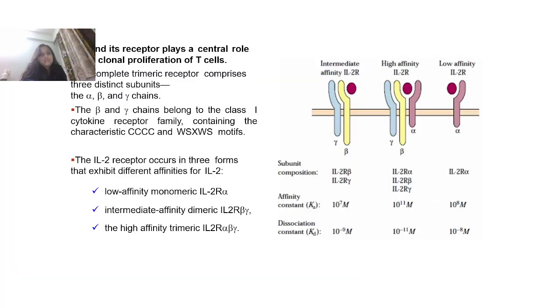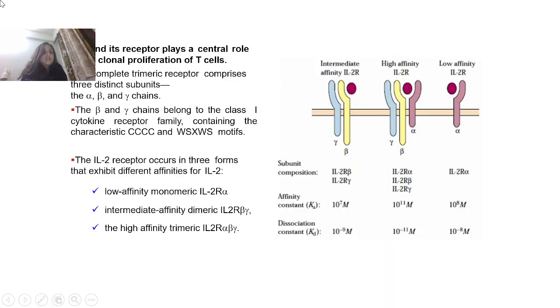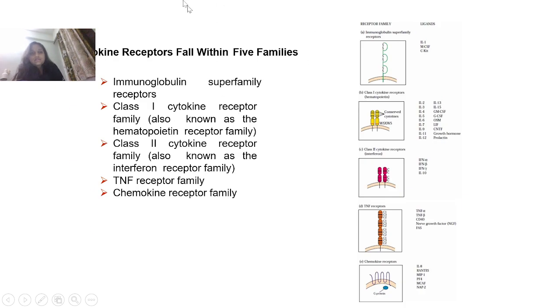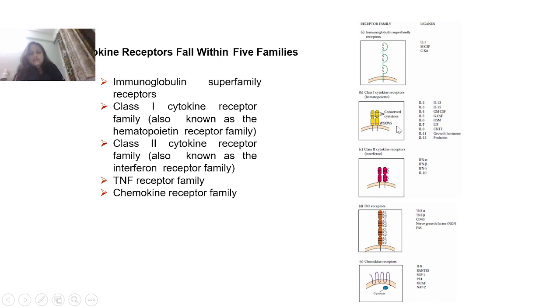So one of the more important cytokines is IL-2, and its receptor, IL-2R, plays a central role in the clonal proliferation of T cells. The IL-2 receptor consists of three subunits: alpha, beta, and gamma chains. The beta and gamma chains belong to the class 1 cytokine receptor family, containing this motif, CCCC, WSXWS motif.